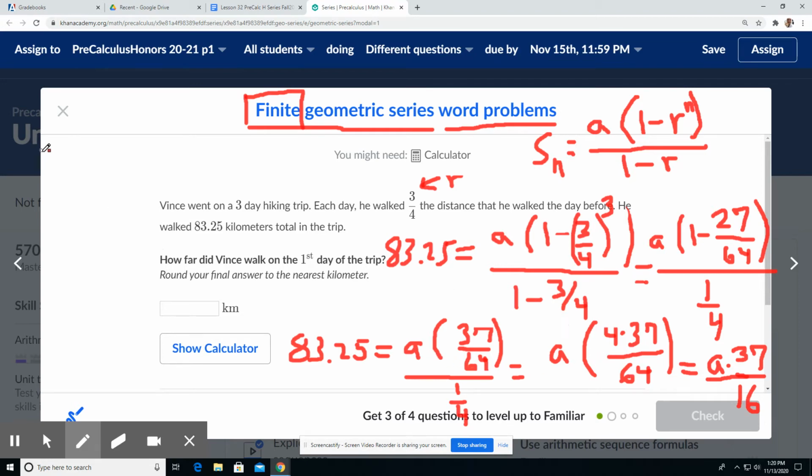Okay. So I now have 83.25 equals, I'm going to go ahead and just keep it right there. A is 37 over 16. All right. And to get a by itself, I go ahead and multiply both sides by the reciprocal. The reciprocal is going to be 16 over 37. Do that to both sides.